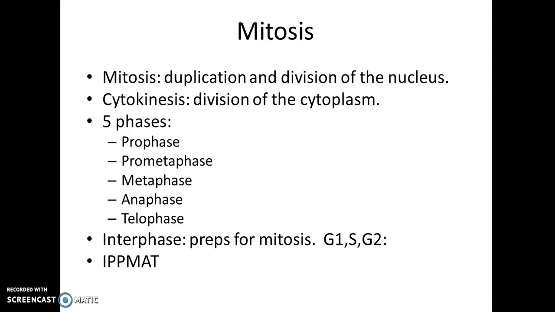Now, interphase prepares for mitosis, and that's your G1, S, and G2. Altogether, it is IPP, MAT, or IPMAT, and that is the cell cycle, where you have interphase, which is G1, S, G2, prophase, prometaphase, metaphase, anaphase, and telophase. You didn't have prometaphase when you took biology the first time.